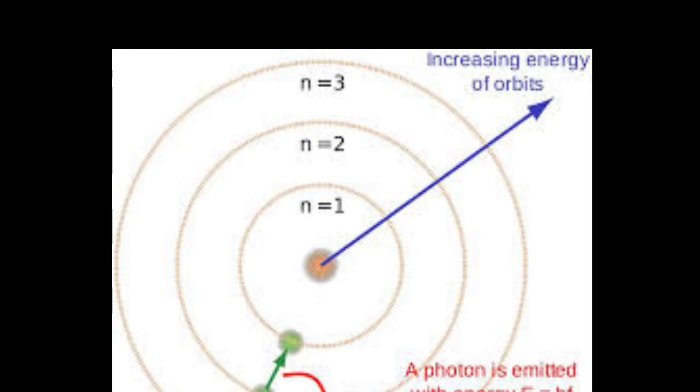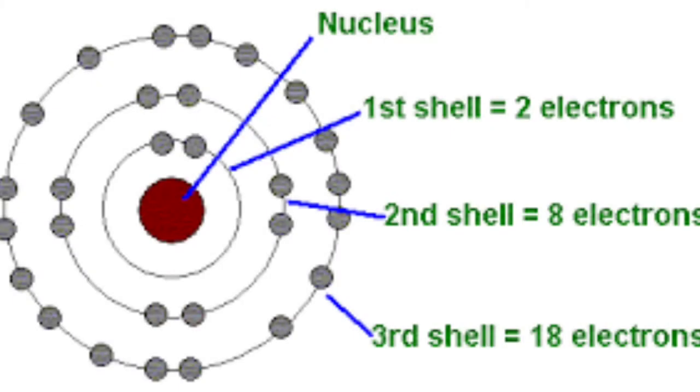And the energy of orbits also increases. That means the K shell is the first shell, and it has the least energy. The second shell is the L, and it has more energy than the K shell. The M shell has more energy than the L or K shell.